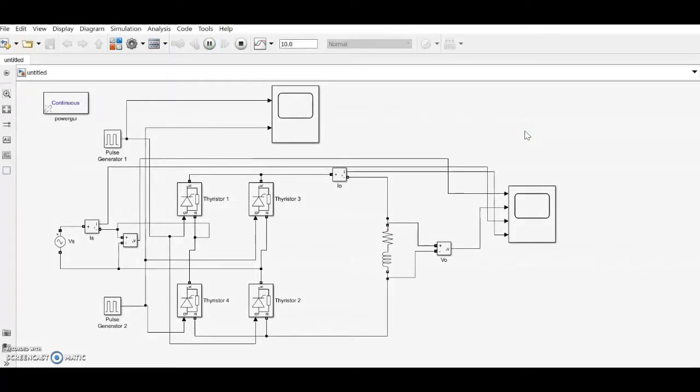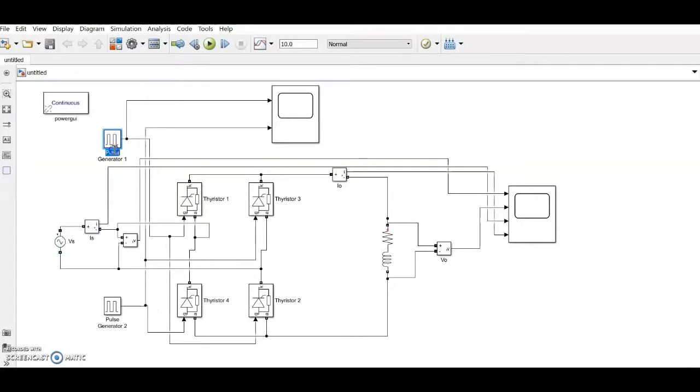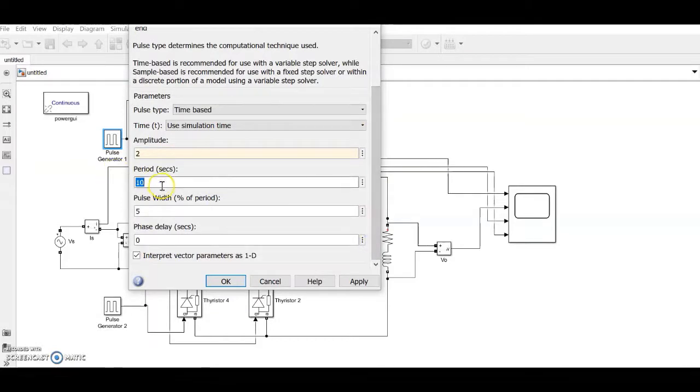Before that, actually, we haven't checked all these elements. This is your input voltage. This is your pulse generator. Let the period be 1/50, because we are doing it for 50 Hz AC. Pulse width, let it be 20%. Phase delay, let us make it 0 itself.